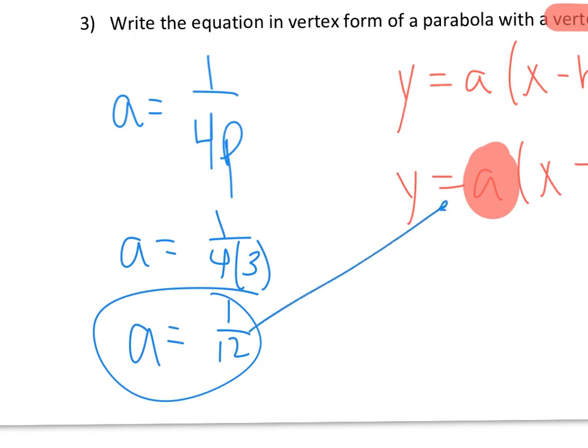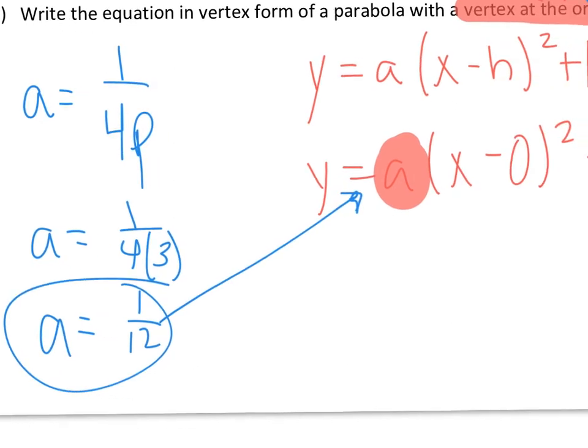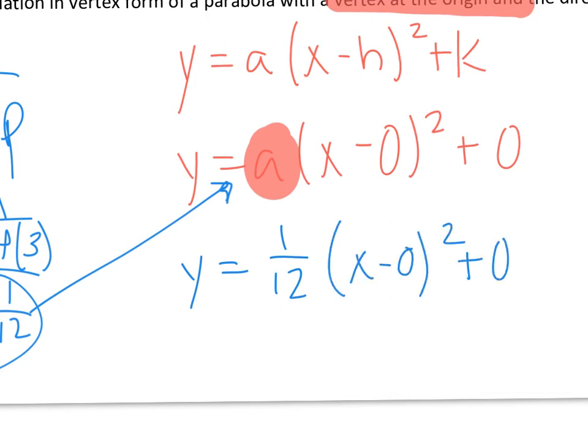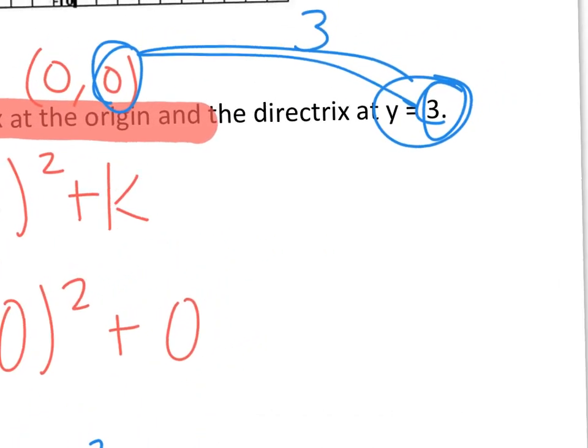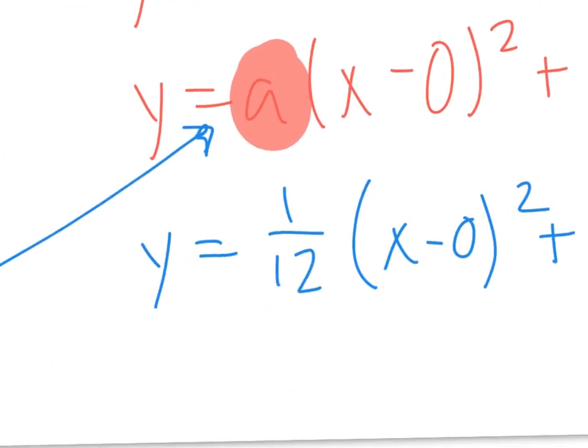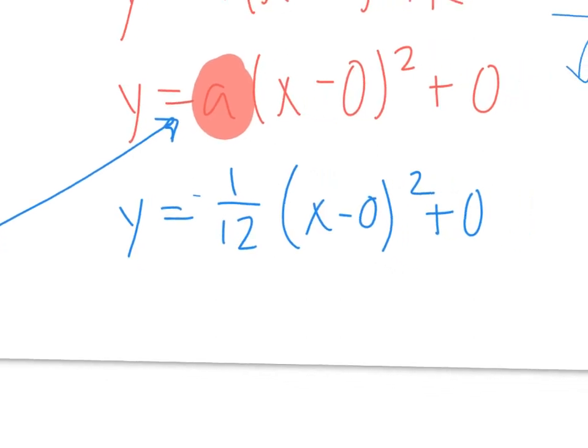And all we do is substitute that in. So now my equation is y equals 1 over 12 (x minus 0) squared plus 0. The last thing that you're going to want to check is whether or not the parabola goes up or down. The way to do that is by creating a quick little graph of your parabola. It doesn't have to be anything fancy. You know that the vertex is at the origin, and you know that the directrix is at y equals 3. Just by drawing a simple sketch, you know that the graph can't go up because it has to go away from the directrix. So you know that it's going down, which tells you that your a is negative. And that is your final answer.